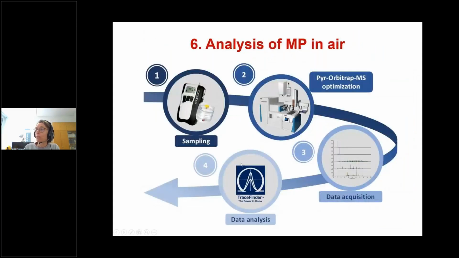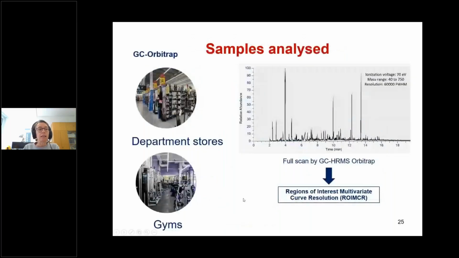So shortly I will present results on the analysis of microplastics in air. We sampled with these pumps, we sampled 10 cubic meters, we analyzed with the pyrolysis, and we do the data analysis with TraceFinder. So we analyzed indoor and outdoor samples in department stores and in gyms, as an example. This is a type of chromatogram where again we can see a lot of interferences. This is done at a resolution of 60,000.